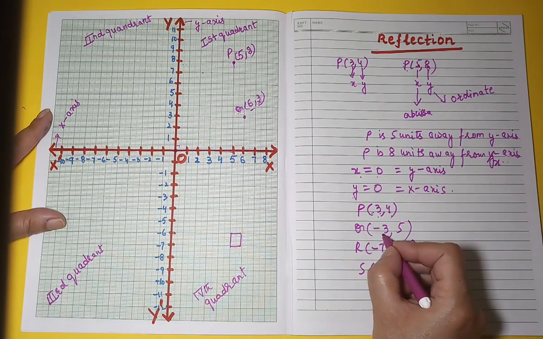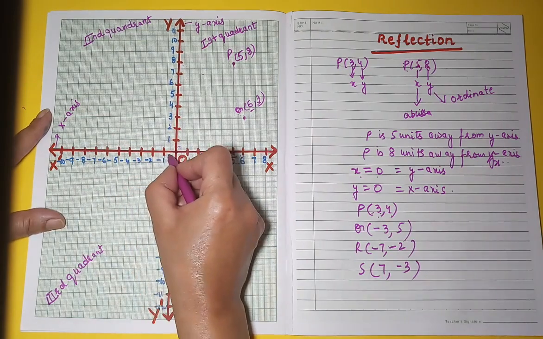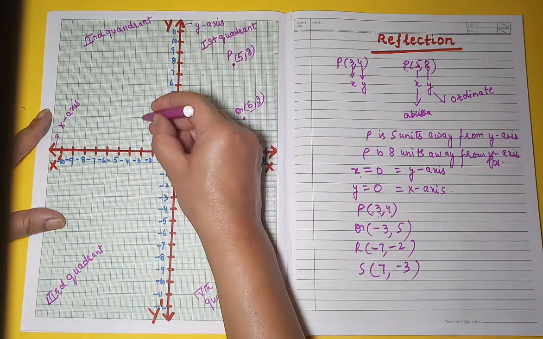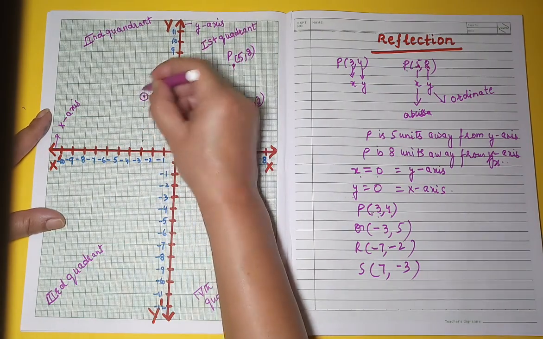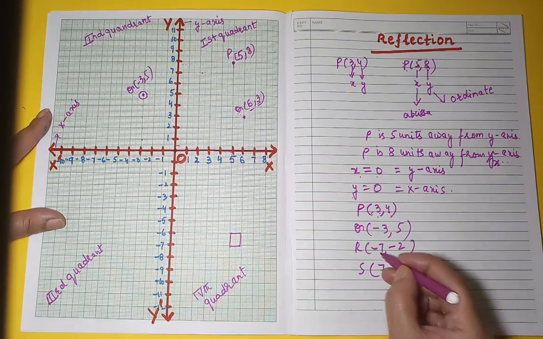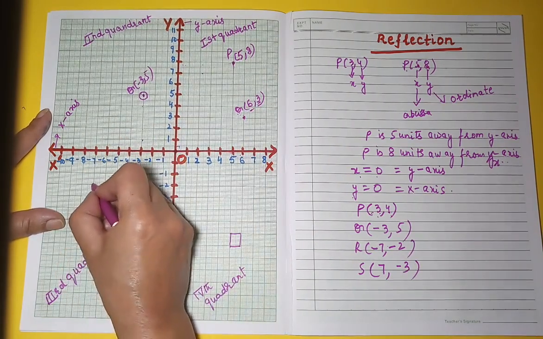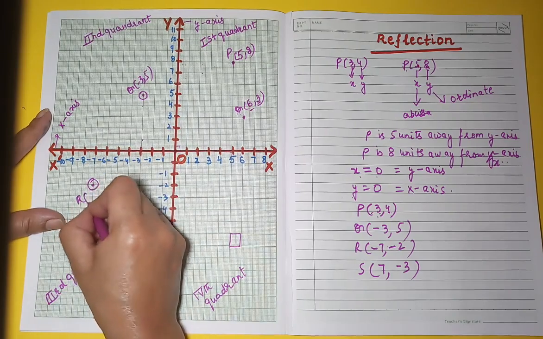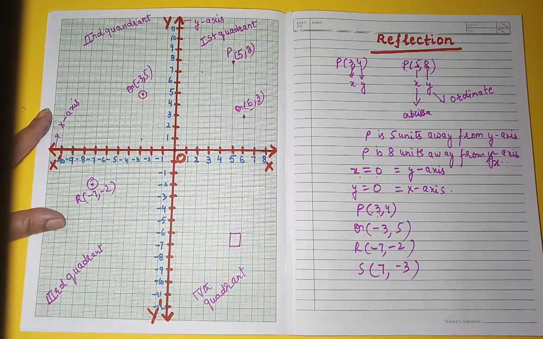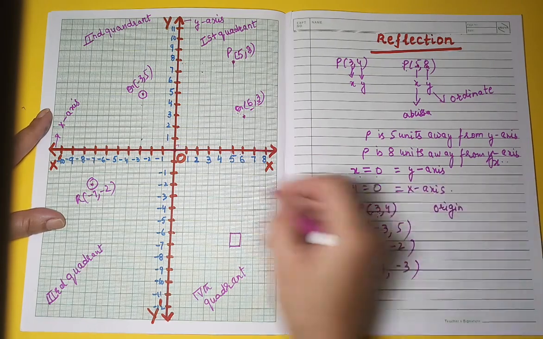Suppose we have to plot this minus 3 and 5, where will I go? I will go to the second quadrant. So minus 3 and 5, this is minus 3, and 1, 2, 3, 4 and 5. This will be my point Q. Similarly, if I have to plot minus 7 and minus 2, where will I go? X is minus 7 and y is minus 2. I will go here. So this is my point R, minus 7 and minus 2. Clear? Okay.